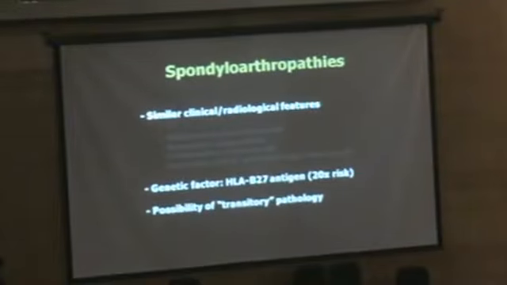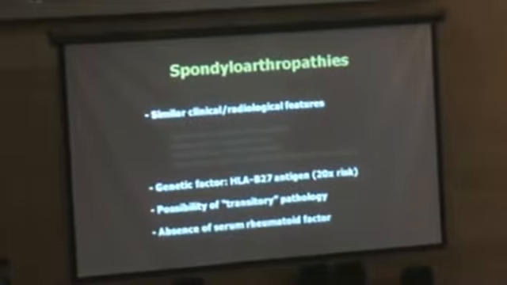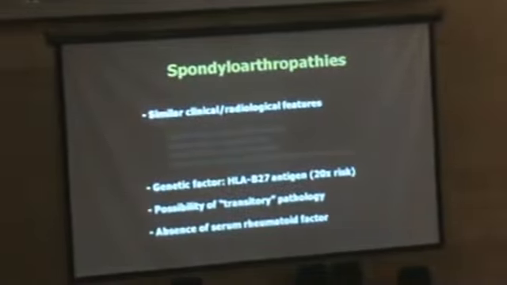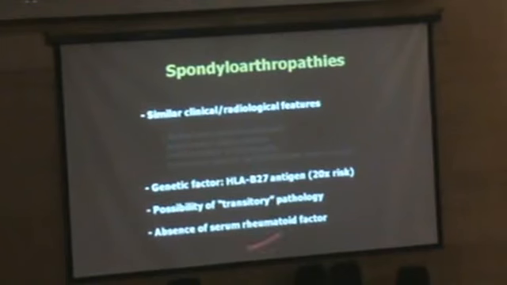There's a possibility of transitory pathology, and this is a problem, especially for rheumatologists. When they're treating those subjects, very often we have a switch from one pathology to another, and this is very disturbing. We're going to show some examples, and we're going to discuss that a little bit. And the absence of serum rheumatoid factor in these subjects actually differentiates those from the seropositive inflammatory arthritis such as rheumatoid arthritis.